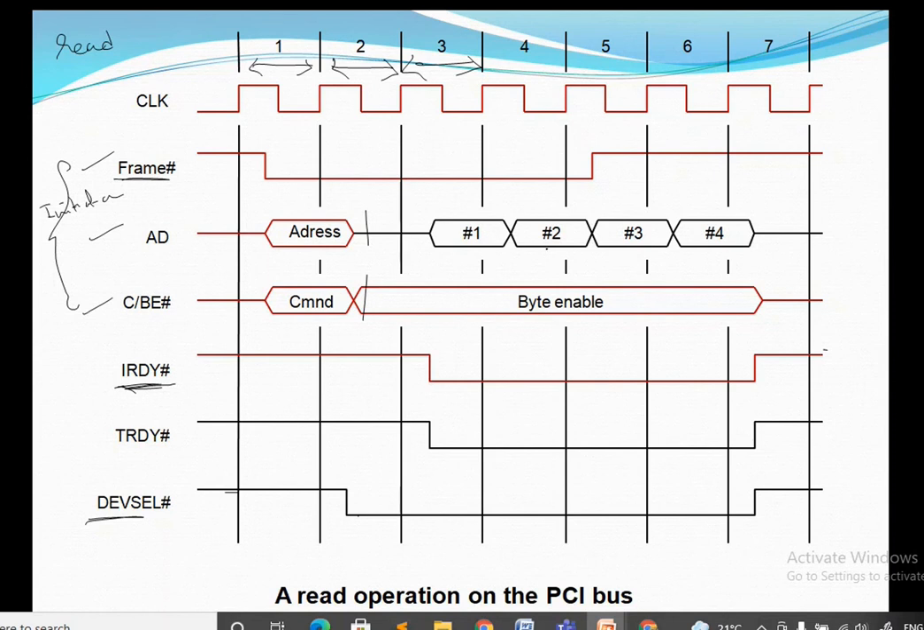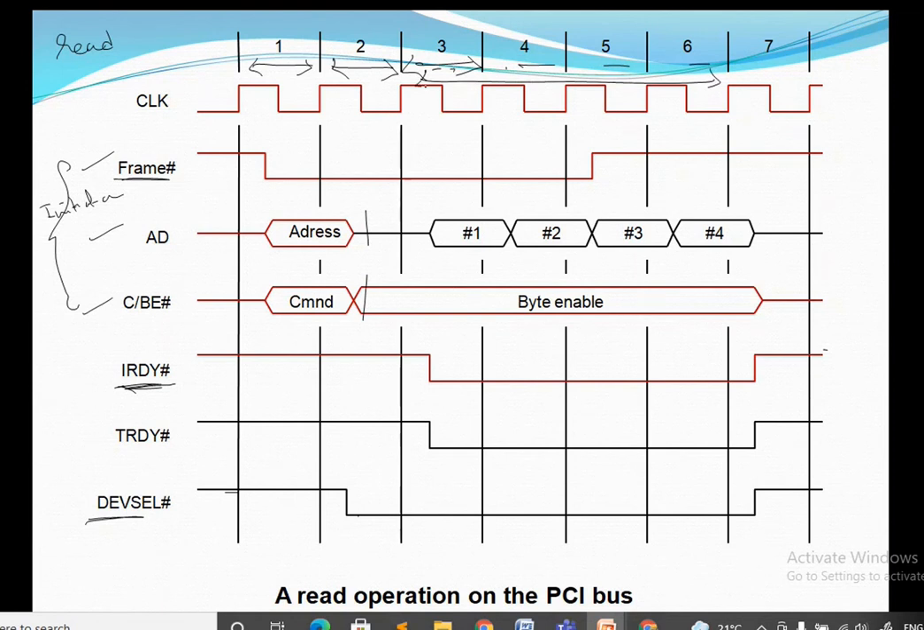That is the reason I told you why we place the address only for one clock cycle. The remaining part of the time can be used for some other transaction. So now the selected target device is going to transfer the data using these address lines. That is how it works. At clock cycles 3, 4, 5, 6, it is used for transferring the data.